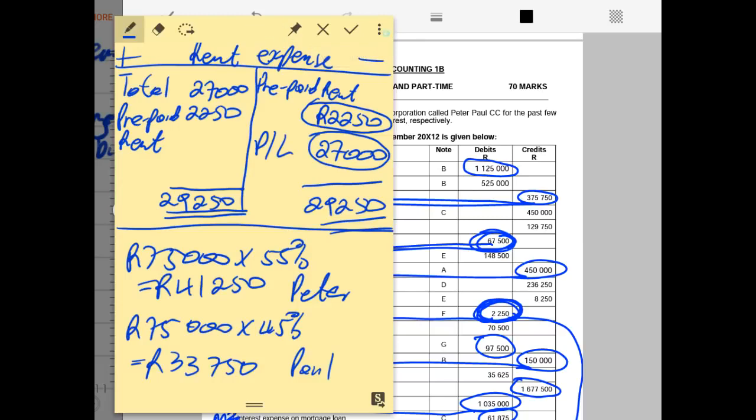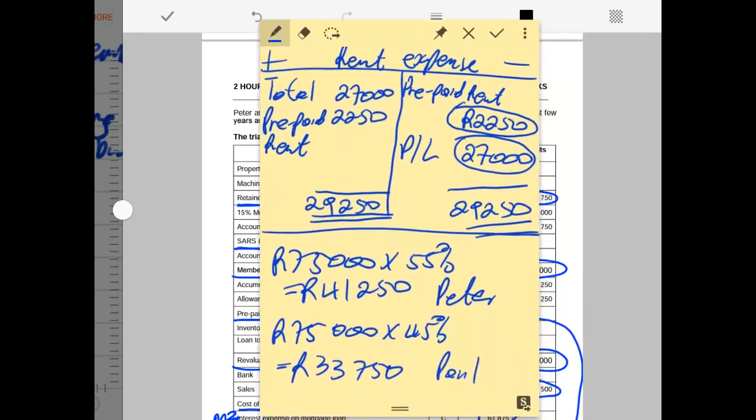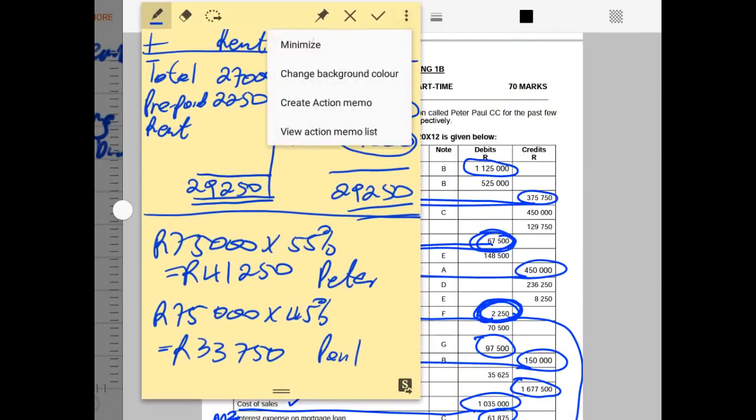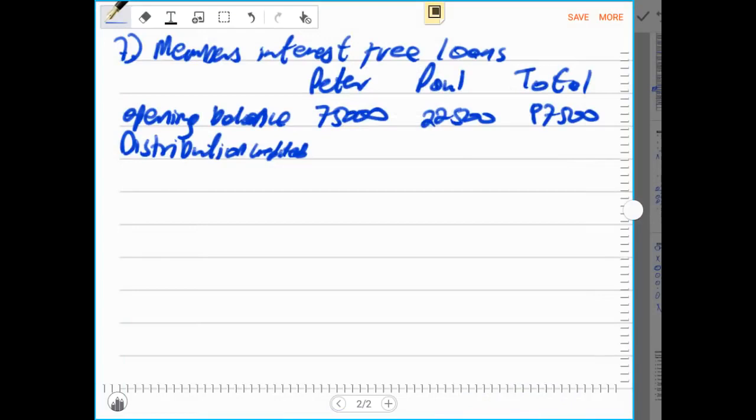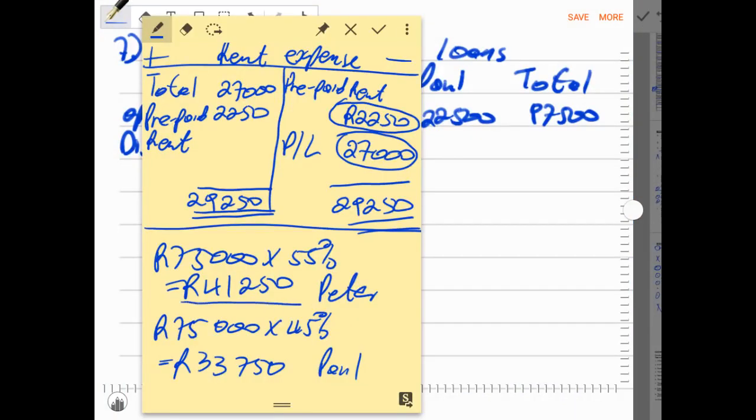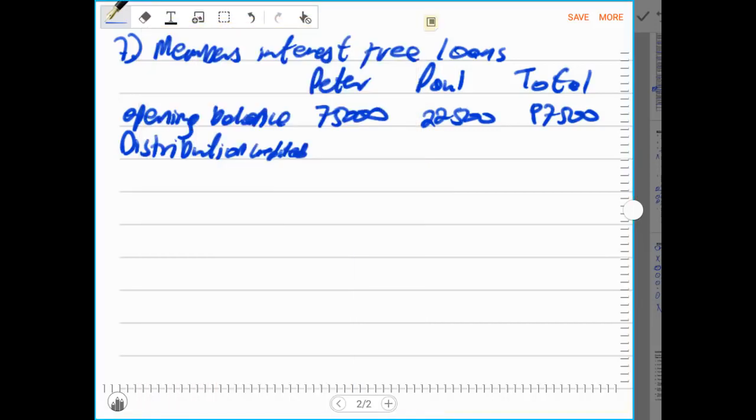So now when we go to the note, we record those two. Then after, it will be the end of this exercise. So we record here 41,250, distribution that is credited, 41,250. Then under Paul we record 33,750. Total is 75,000 rands.